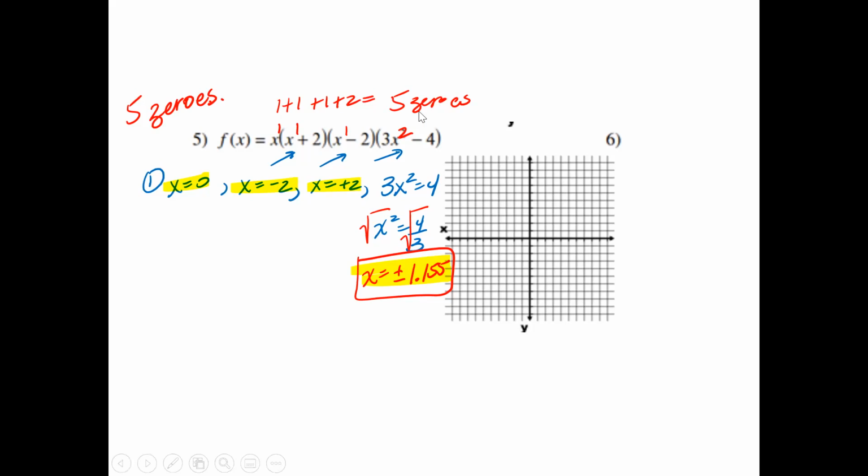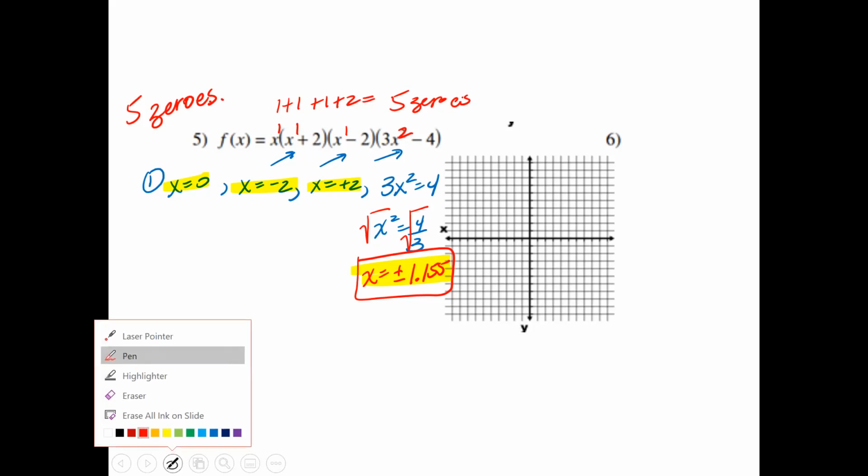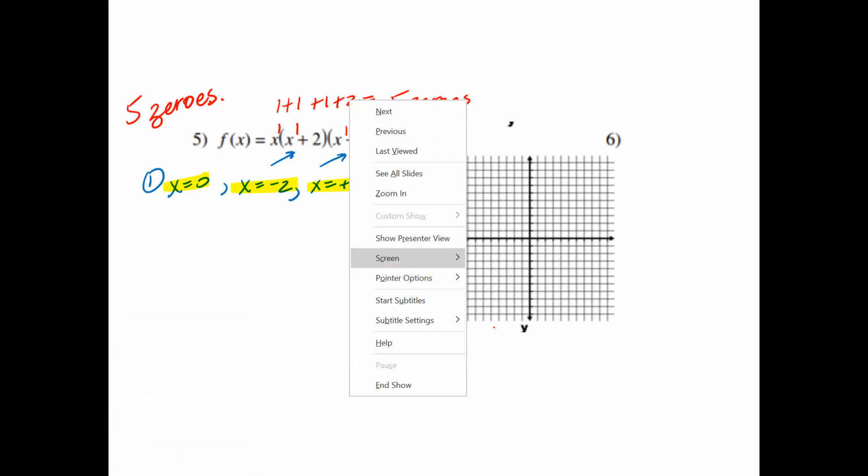Gotta figure it out. All right, so that's the first way. Another way that you can do this is if you decide to factor it out. So let's take a look at how you would do this if you were to factor this out.